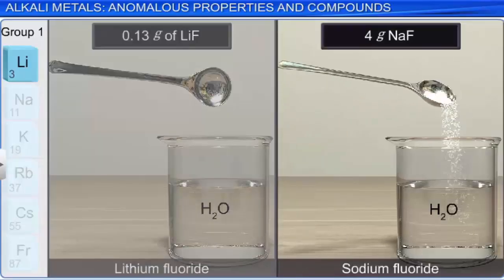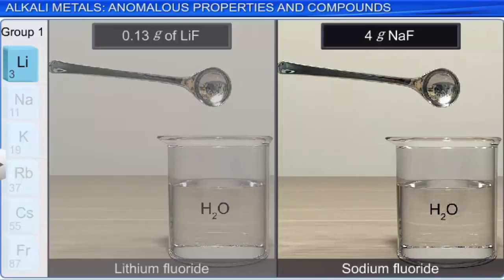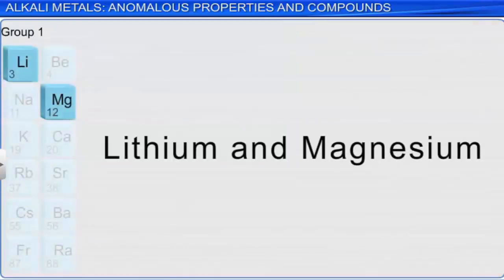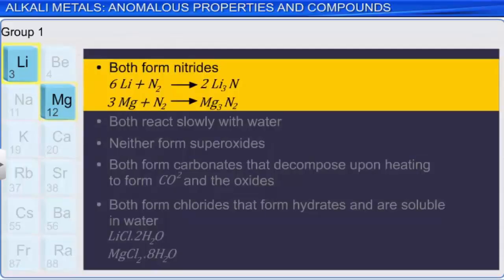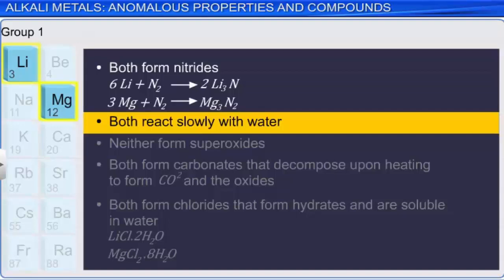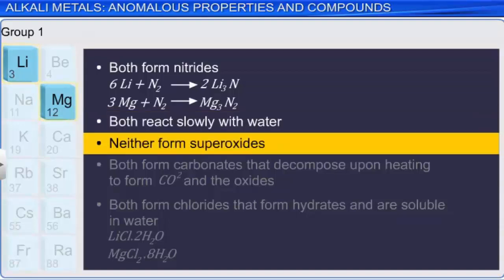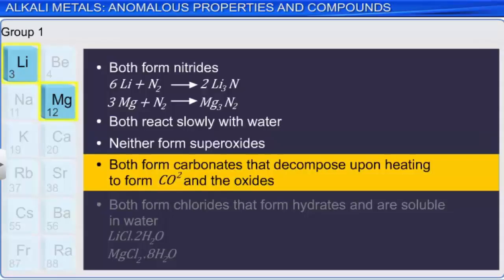The diagonal relationship between lithium and magnesium was mentioned earlier in this module. Lithium and magnesium have some notable similarities in their chemical properties. Both form nitrides, as shown in the reactions here. Both react slowly with water. Neither element forms compounds containing the superoxide ion. There are two other similarities worth mentioning about these two metals. First, their carbonates, when heated, decompose to form a metal oxide and carbon dioxide. Both the metals form water-soluble chlorides that are found as hydrates.